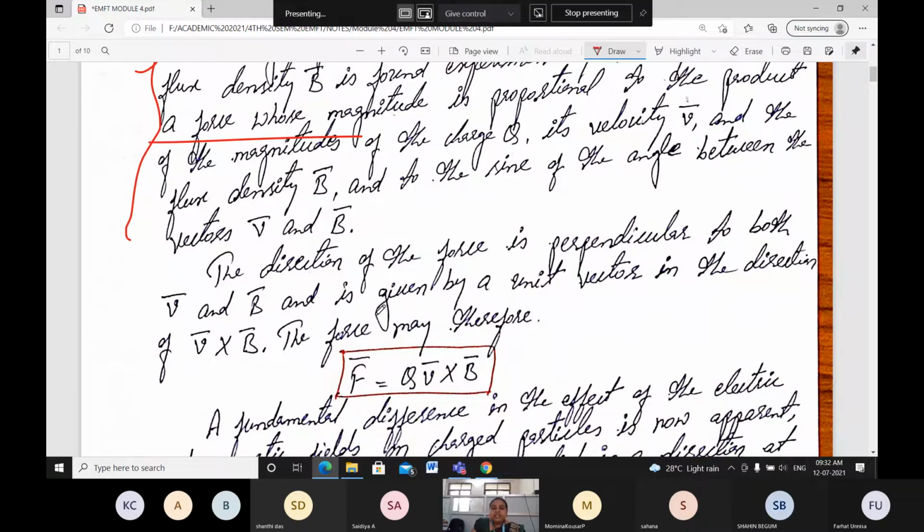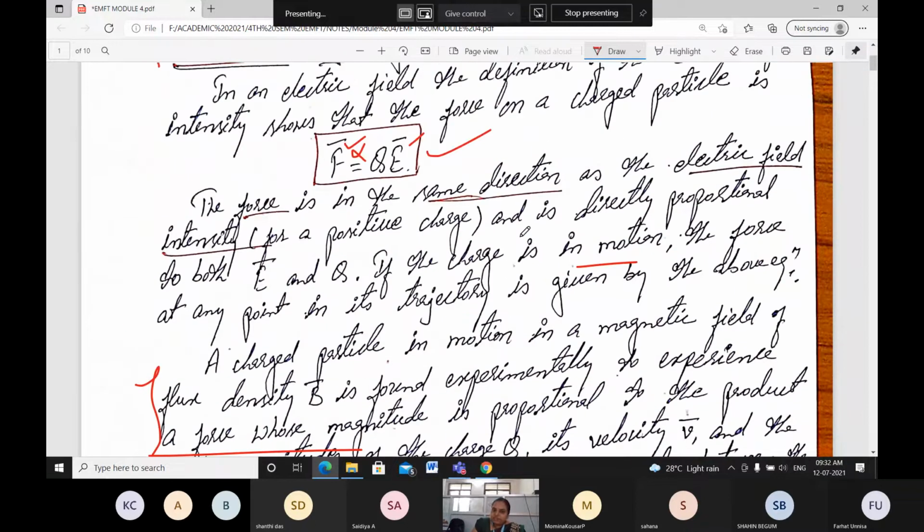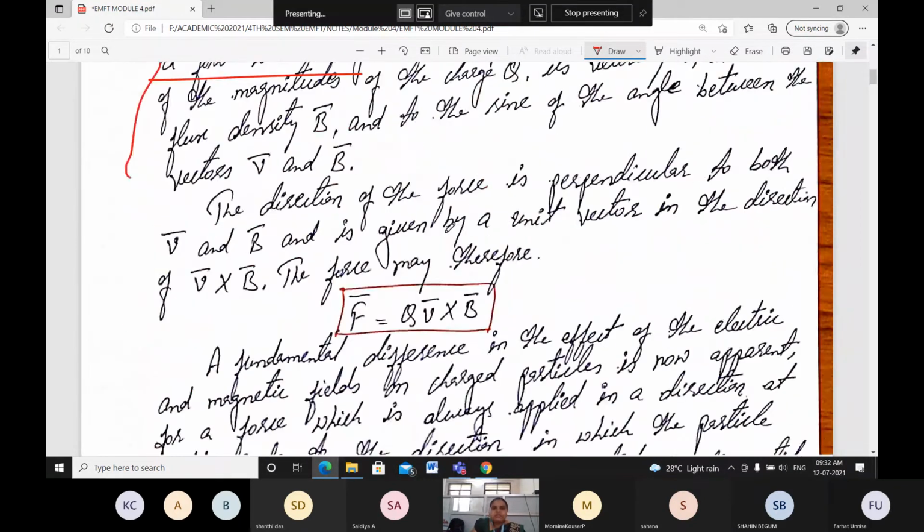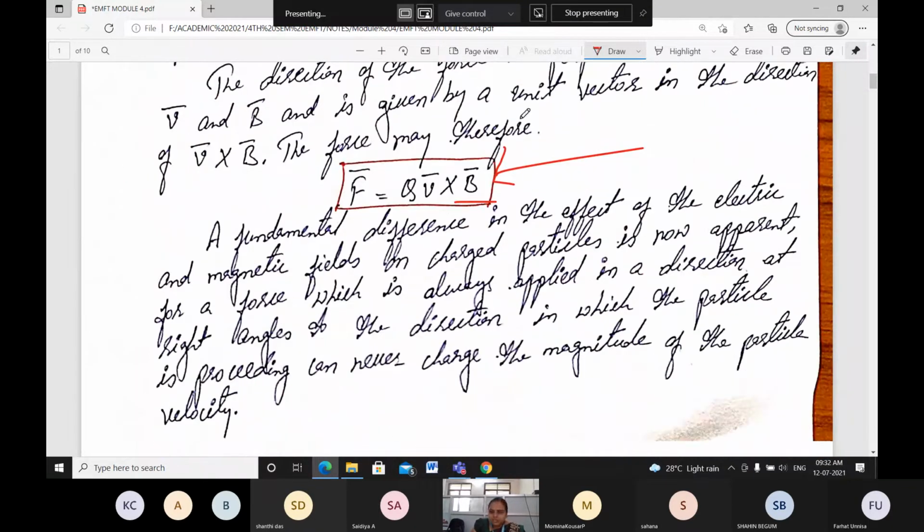This is the force in terms of the electric field intensity equation. In terms of flux density, the force equation is F equals Q, the velocity, cross with the flux density, B. The fundamental difference between the effect of electric and magnetic fields on a charged particle is that previously we said they were the same, but now we take different equations.